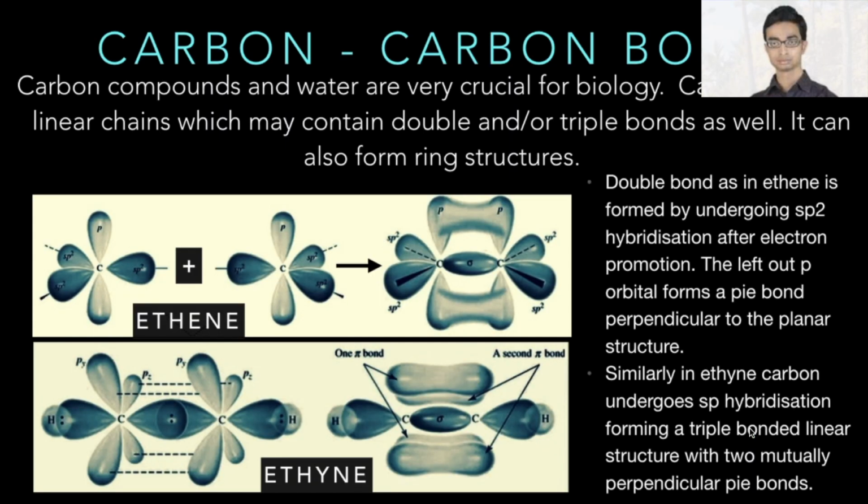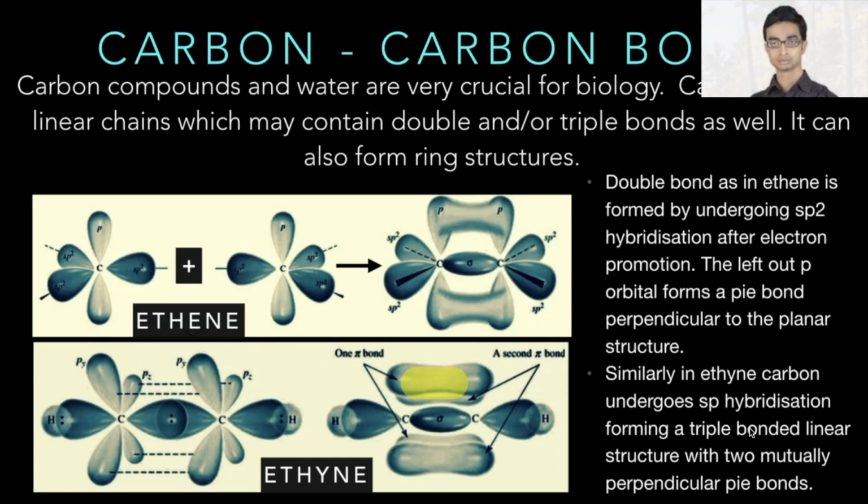Carbon atoms can form a double bond as in ethene or ethylene by undergoing sp2 hybridization after electron promotion. The left out p orbital forms a pi bond perpendicular to the planar structure. Similarly, in ethyne or acetylene, carbon undergoes sp hybridization, forming a triple bonded linear structure with two mutually perpendicular pi bonds.